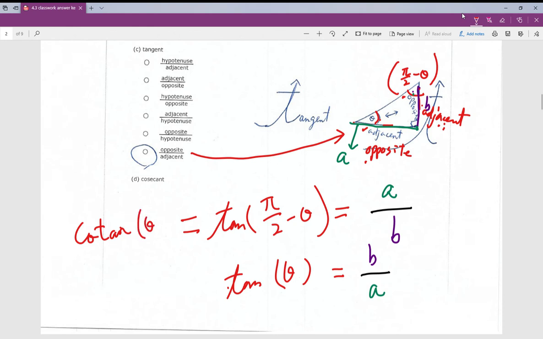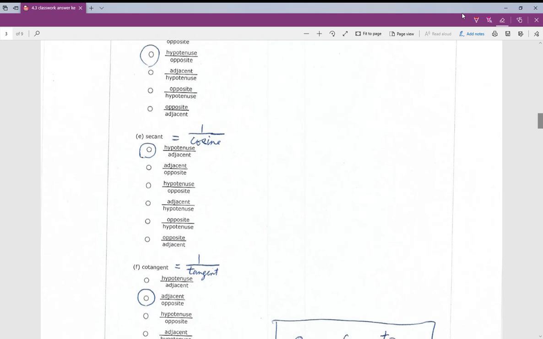Cotangent theta. Because they have the cofunction property. Okay. So the reciprocal of adjacent and the opposite side, we give it a special name called cotangent. Now, let's take a look. Cotangent here.